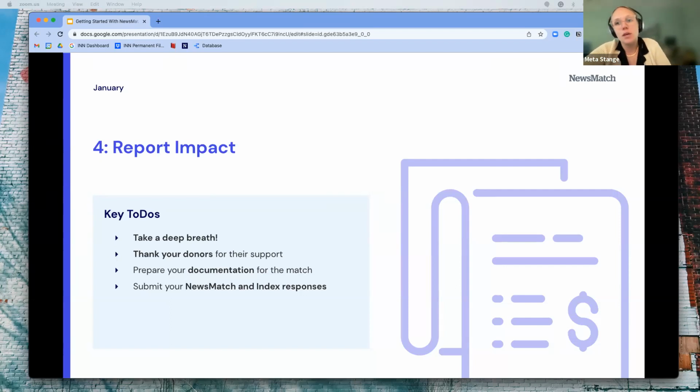of the program. We've started to integrate the NewsMatch reporting process into the INN index. For those of you who might not be familiar with the index, it's a comprehensive survey of the nonprofit news field that INN does annually. And we've just found that it simplifies the process when we have the NewsMatch reporting process as part of that index, because otherwise you're being asked some duplicative questions. But this reporting really helps us understand NewsMatch's role in the growth of the industry, which enables us to then make a case to funders about the value of the program and be able to support the program year over year.